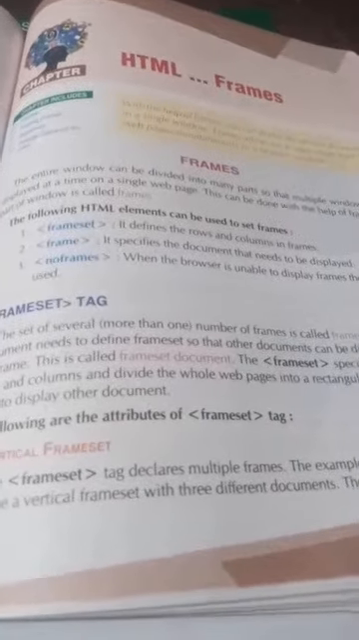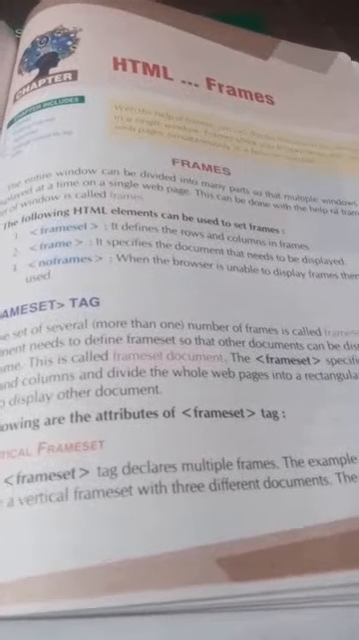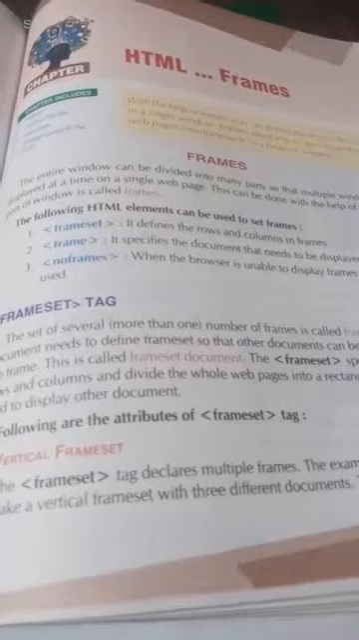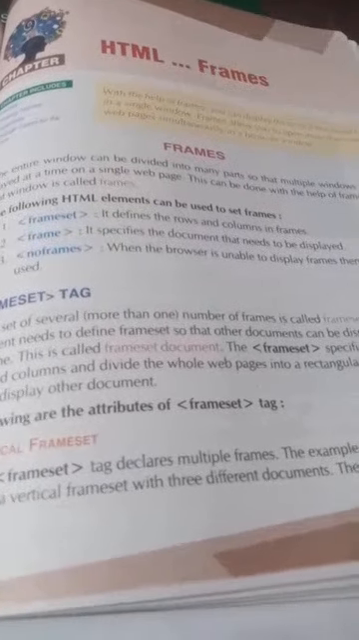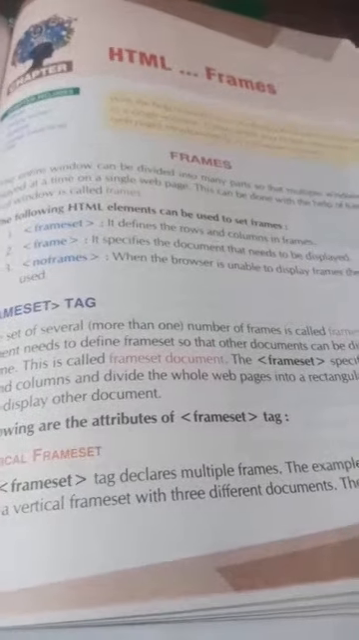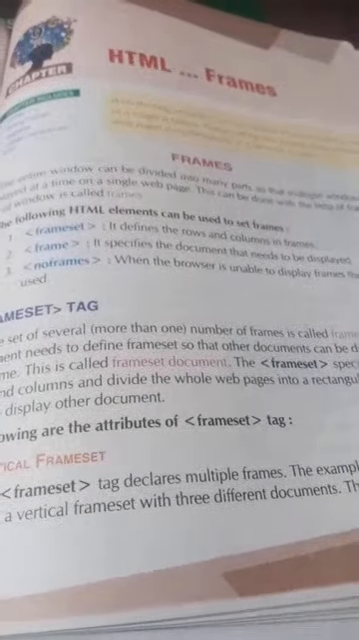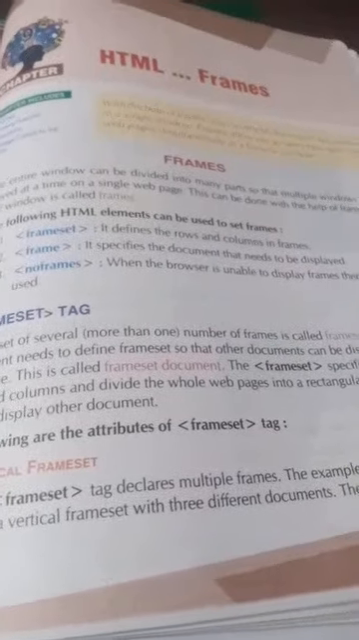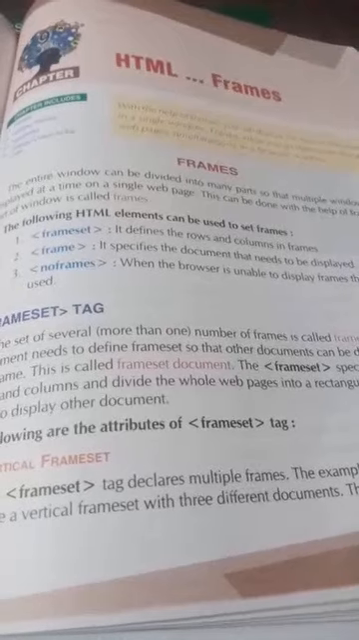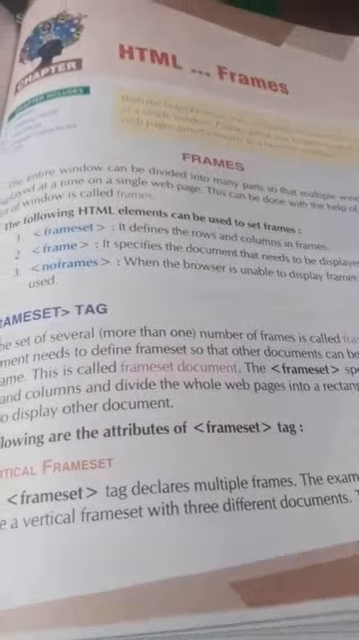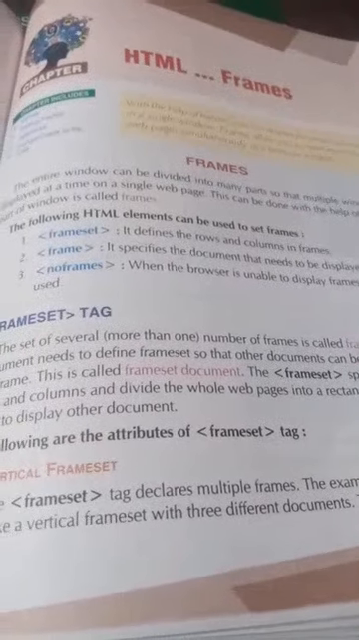Okay, so here the following HTML elements can be used to set frames. Three types. One, frameset. It indicates the rows and columns in frames. When we talk about frameset, it categorizes into rows and columns. If we need to set a position related to frameset, you can set the number of rows and columns.